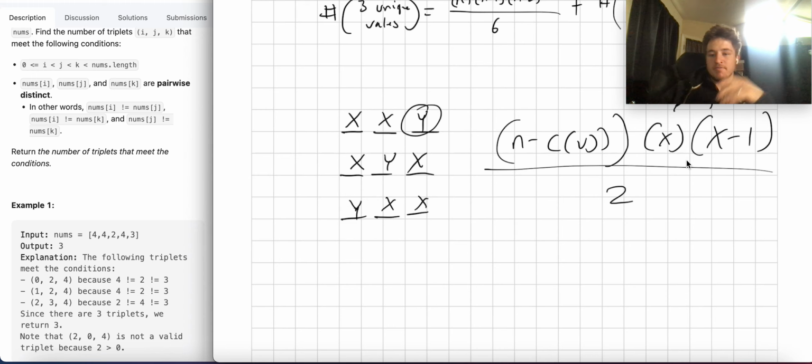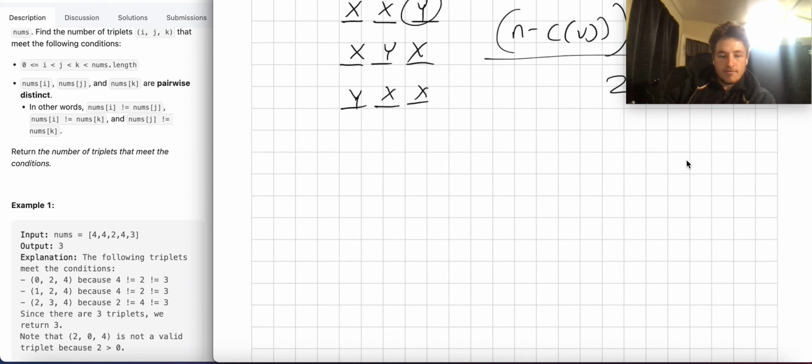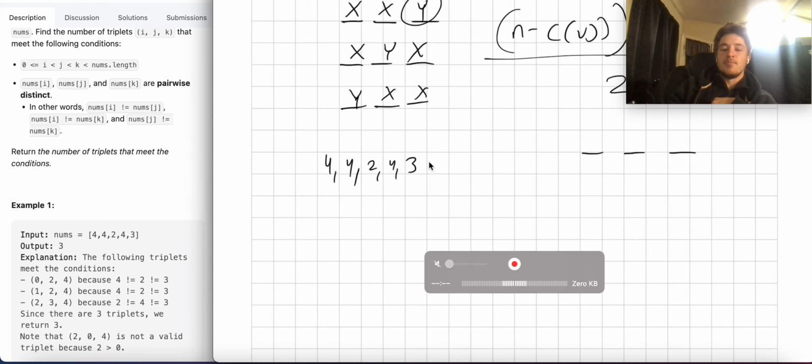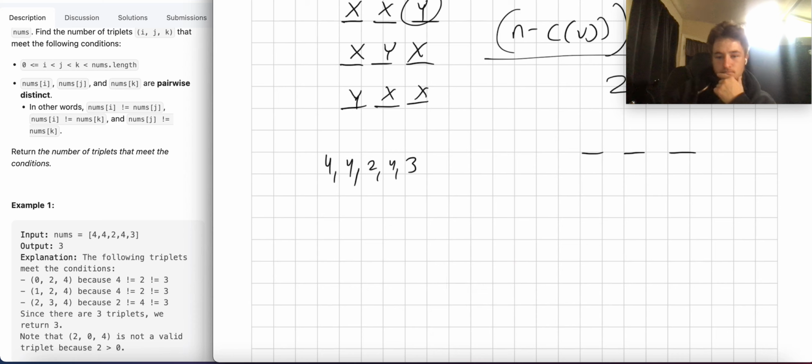Okay, and if that's a little hand wavy, the idea is, for this example, 4, 4, 2, 4, 3. If 4's in 2 places, that means there's another value for any pair that could be in the other slot. Well, how many other values could be in the other slot? That's the number of values that don't equal 4. So there's 1, 2, 3, 4, 5, so there's 5 minus the count of 4, which is 3. So there's only 2 other things that could be in the spot. So that's where this comes from.